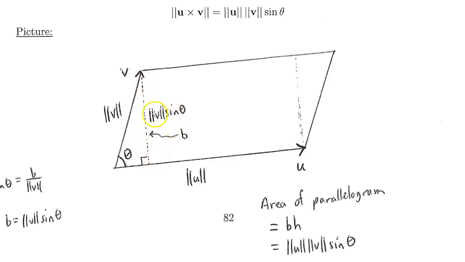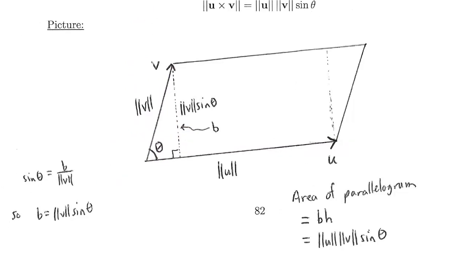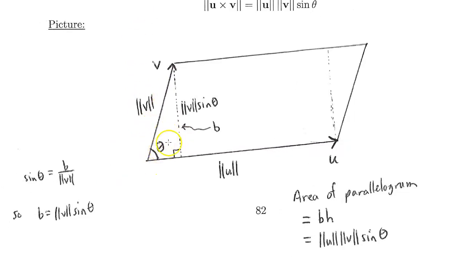But what is b? I want to show that b is actually this. Well, notice we have a right triangle right here. We have this angle theta, and opposite of theta we have this side b, and the hypotenuse here is the norm of v. So actually, sine of theta should be b over the norm of v, or in other words, b is equal to the norm of v times sine theta. And that's what I've written right here. So this height here is actually the norm of v times sine theta.